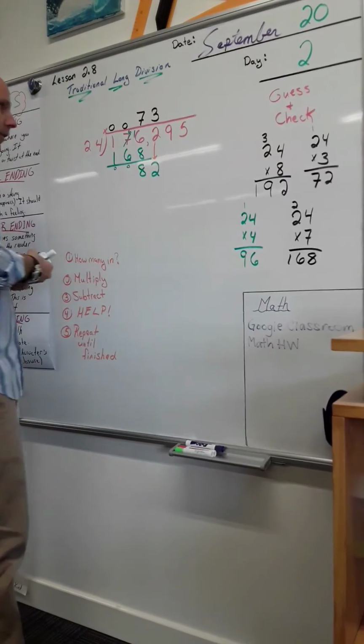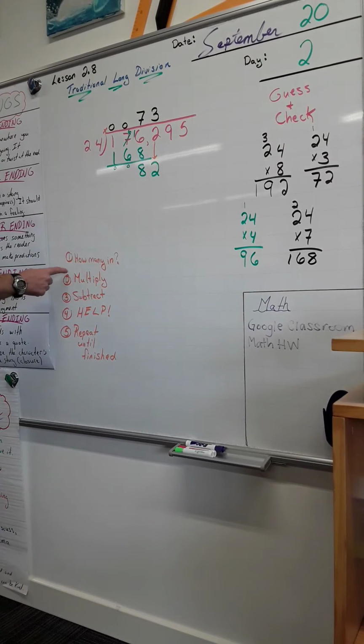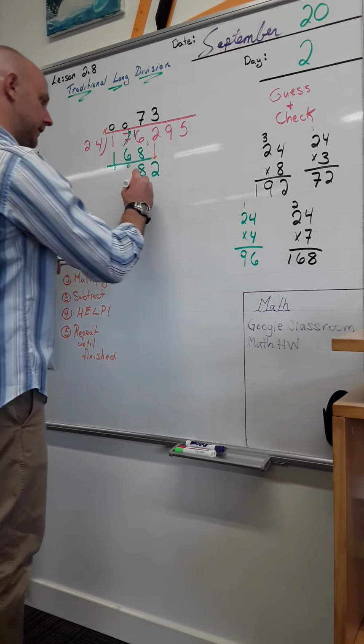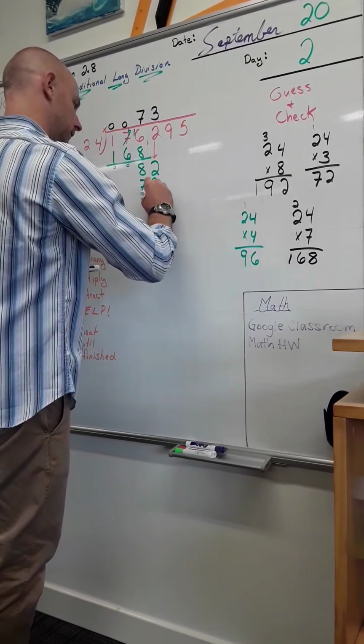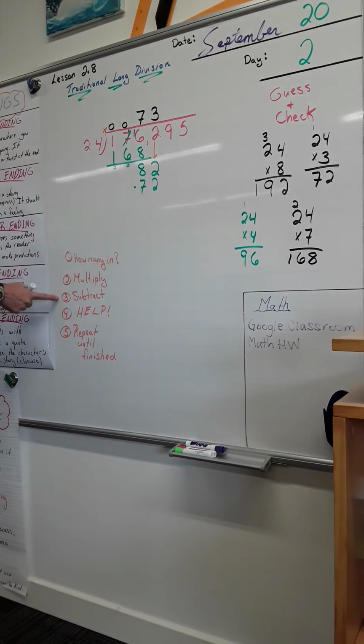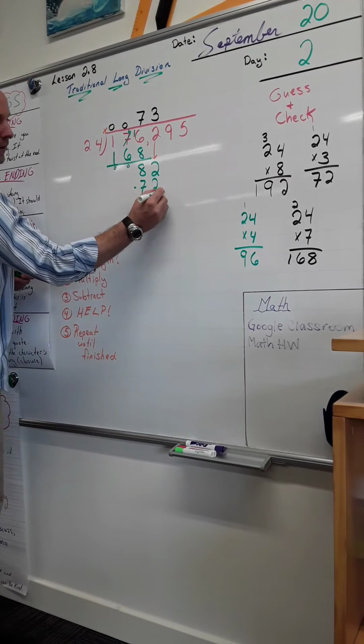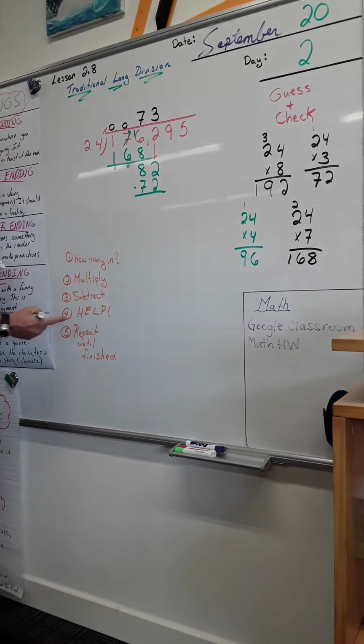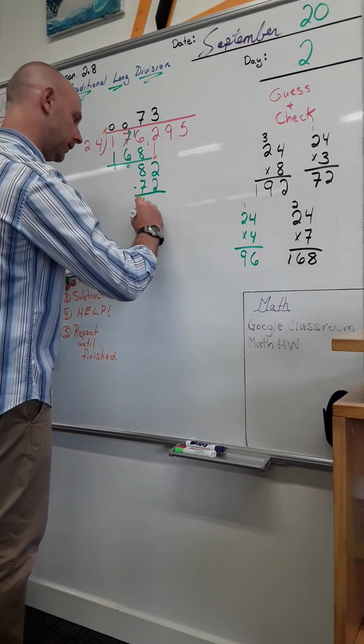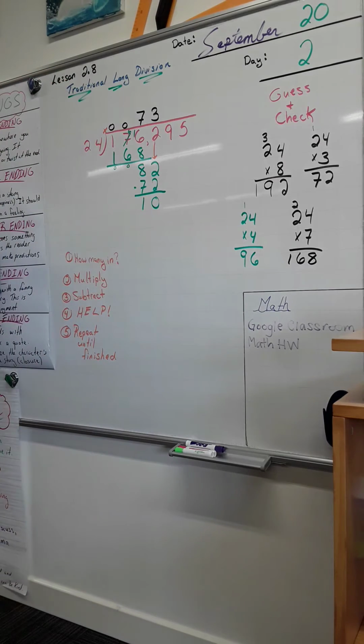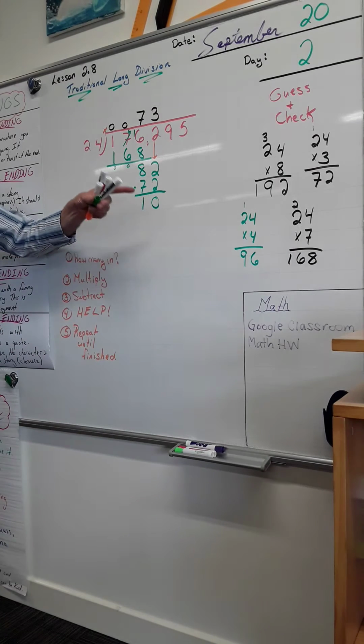Okay, so I figured out how many in. I'm going to do my multiplication. 24 times 3 is 72. And I next do my subtraction. 82 minus 72. And that leaves me with 10, correct? Yeah. 82 minus 72 is 10. I think we can all agree. How many 24s? It's not going to work. So I'm going to need some help.